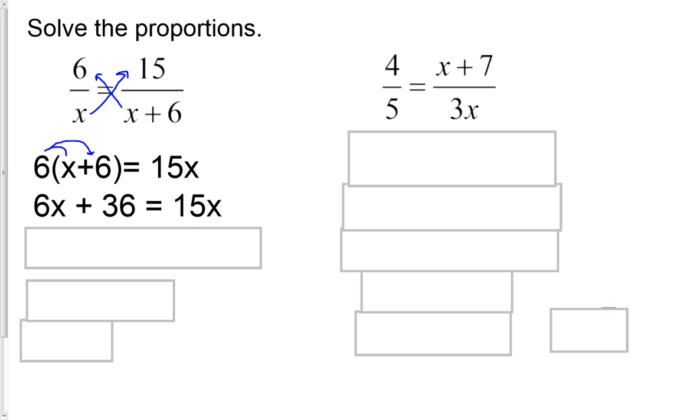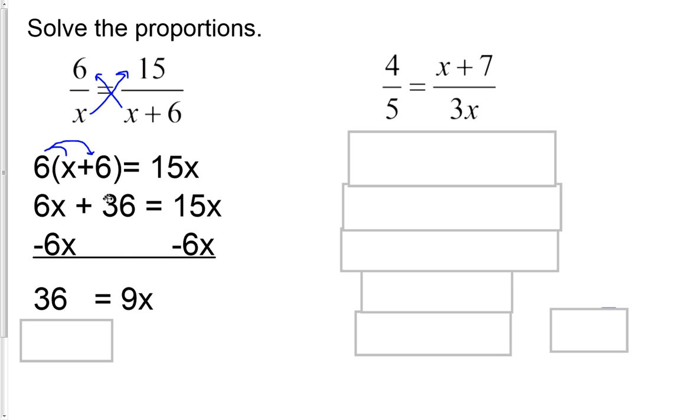We've got 15x over here. 6x is smaller, so we're just going to subtract 6x from both sides to get 9x equals 36, and then divide by 9. 36 divided by 9 gives us x is 4. 6 over 4 equals 15 over 10. Pretty similar to the last problem.